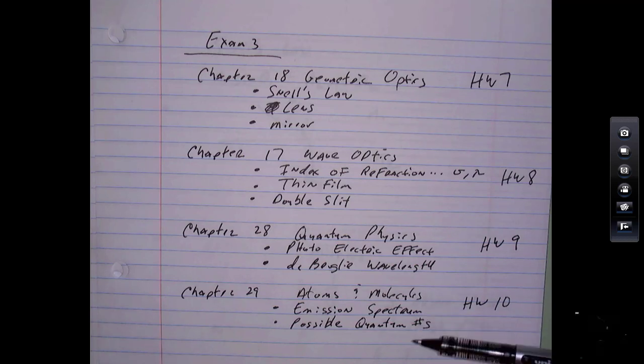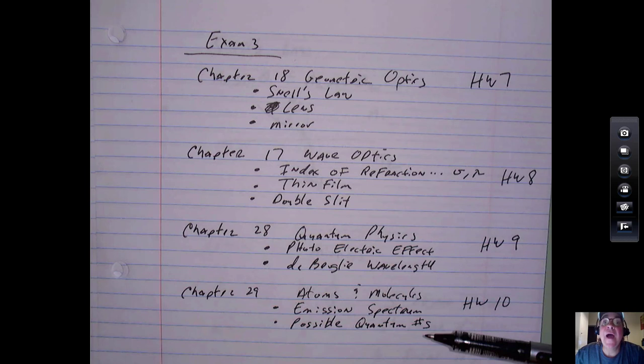And then the very last thing we talked about was principal quantum numbers in respect to the hydrogen atom. So we talked about little n, L, M, M sub s. Again, more about that in just a minute. And that was homework 10.